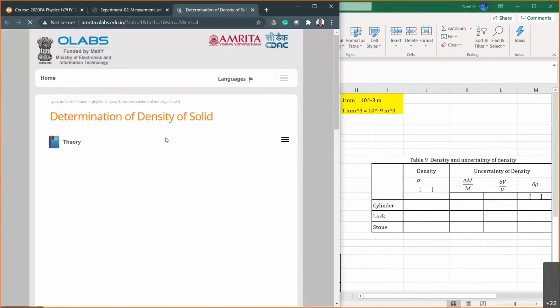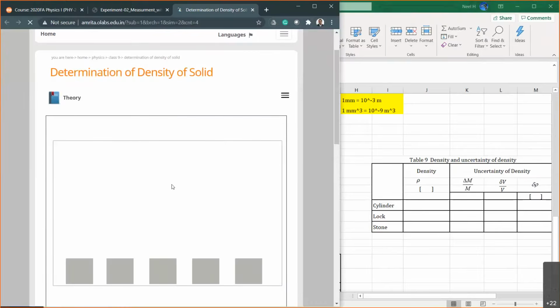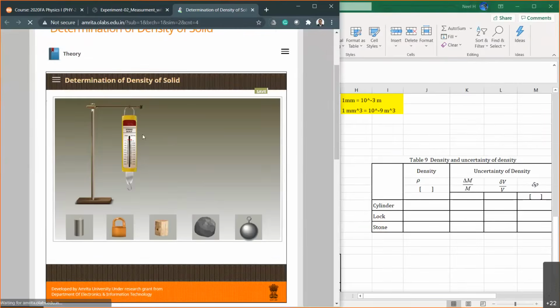It is also on the same web page and should look like this: a spring balance hanging there, and a couple of objects on the bottom. I can select any object, measure the mass, measure the volume of the object, and then calculate the density. That's the plan, okay?